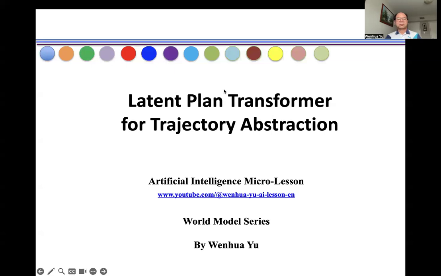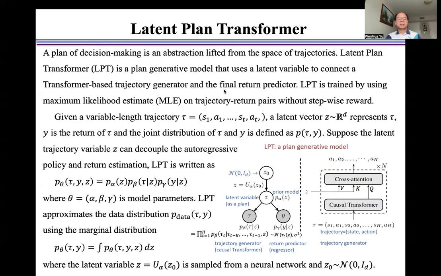In this video, I introduce a latent plan transformer for trajectory abstraction. A plan of decision making is an abstraction lifted from the space of trajectories. Latent plan transformer is a plan generative model that uses a latent variable to connect a transformer-based trajectory generator and the final return predictor.